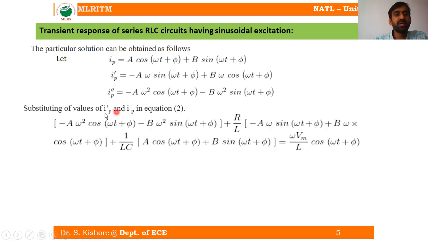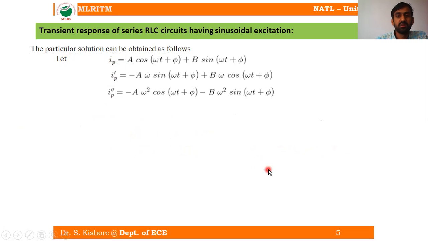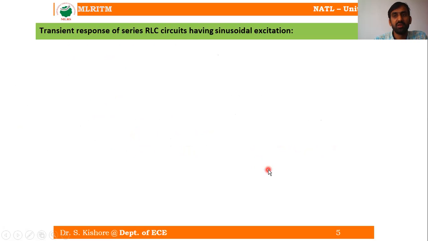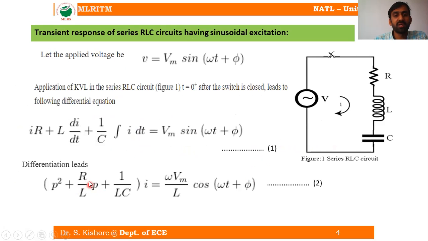Right. Now substituting these values of IP dash, IP double dash, that is the second order derivative and first order derivative, and the value of IP in equation number 2. What is equation number 2? P square plus R by L into p plus 1 by LC into I is equal to omega Bm by L into cos(omega t plus theta). This is the previous second equation which we are substituting in. For the second order derivative we have got it, and we substitute it here. The first order derivative we got, and we substitute it here.